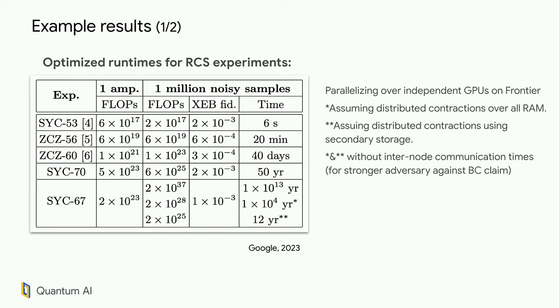So, as I said, these experiments are trying to achieve beyond classical computations. In 2019, we ran an experiment over 53 qubits, and USTC in China had subsequent experiments over 56, 60 qubits, and they started getting larger depths. Last year, we ran an experiment over 70 qubits with much larger depth, and one over 67 qubits with much, much larger depth.